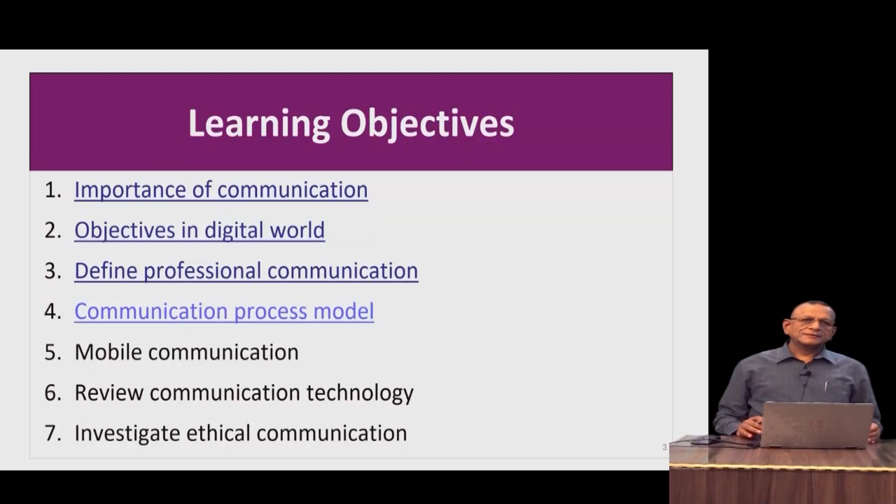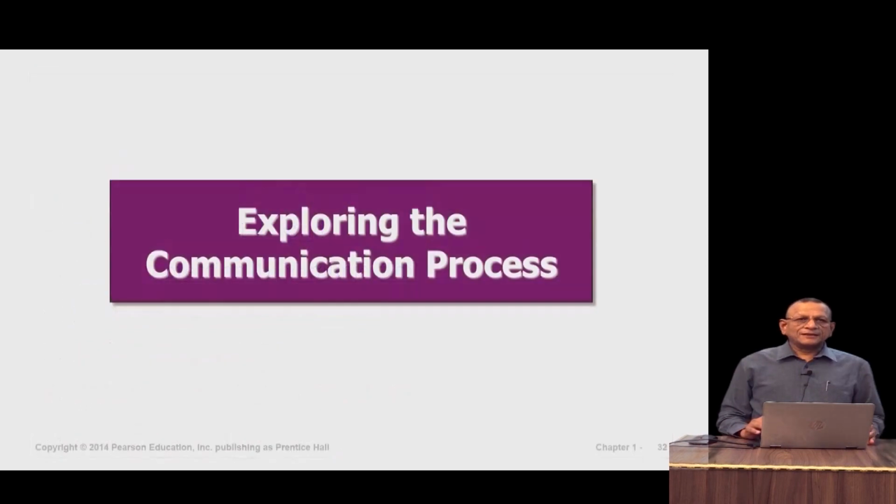Let's talk about section 1.4. It's talking about the communication process model. We have already understood the importance of communication, objectives of communication in digital world, and then we have also understood what's the role of professional and who may be termed as a professional in this digital age. Now, with this understanding, let's go to understand communication process.